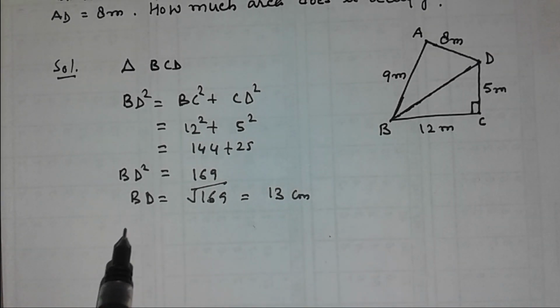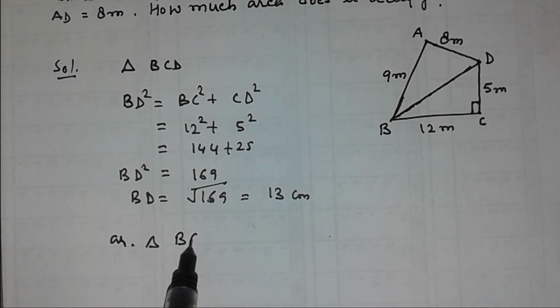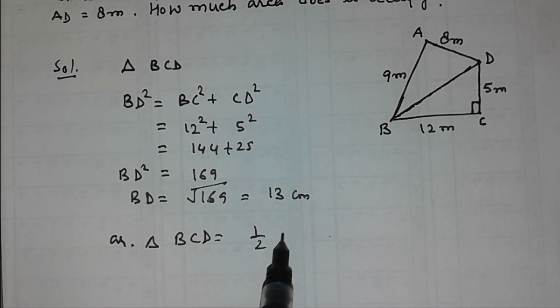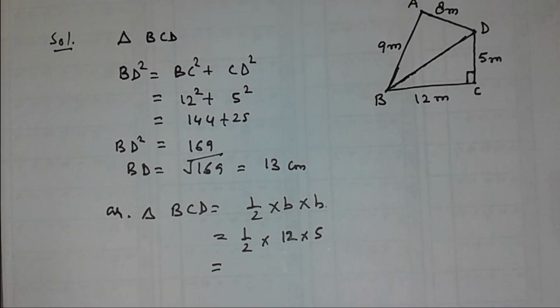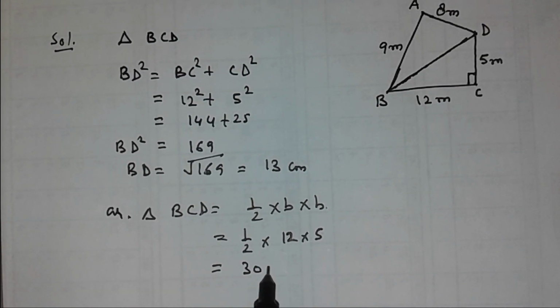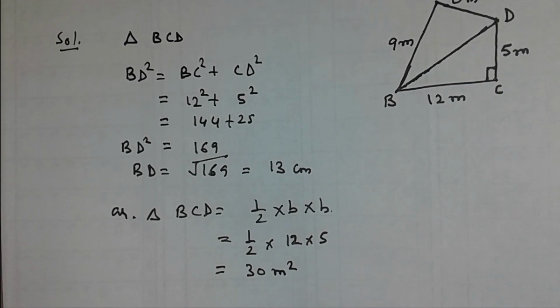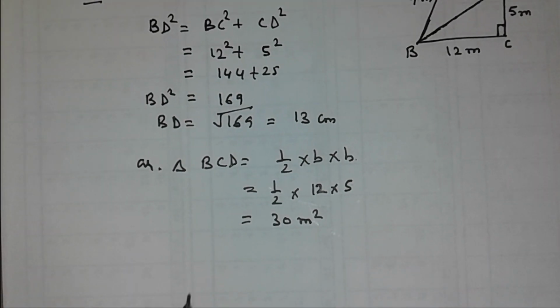So area of triangle BCD is equal to half into base into height. So half, base is here 12, height is 5. So you will get 30 meters square. This is the area of the first triangle. Now we will take the second triangle. Second triangle is ABD.